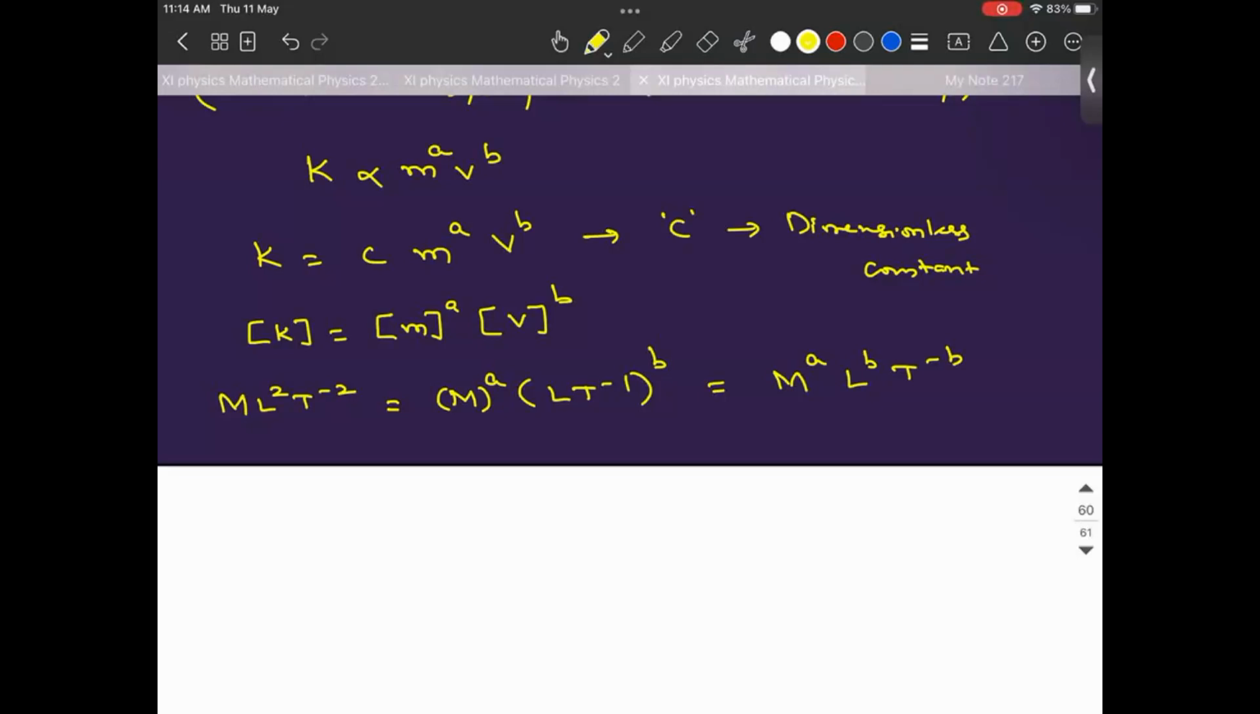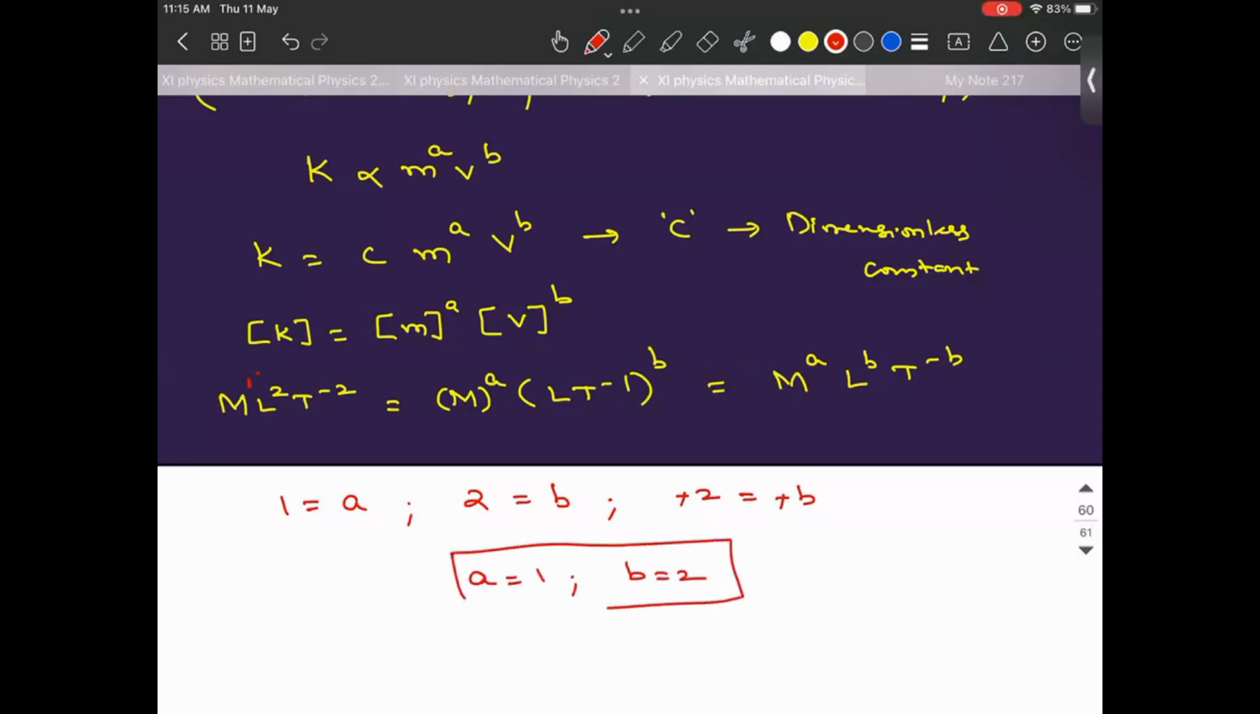Left hand side, M is raised to the power 1. So I can conclude, here I have 1, so 1 is equal to a. Similarly, I have 2 for the power of L, so 2 will be equal to b. And what about the power of T? It is minus 2. Minus 2 is equal to minus b. So in either case, b comes out to be 2. So the conclusion is a is equal to 1, b is equal to 2.